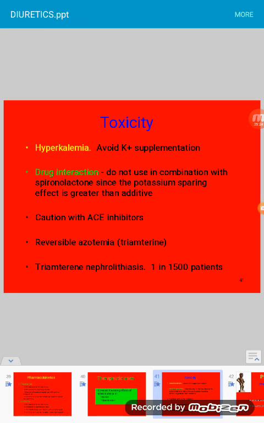Regarding drug interactions, as you know, this drug should not be used along with ACE inhibitors. And triamterene very rarely can produce nephrolithiasis and azotemia. These are all very rare, but you should not use potassium sparing diuretics along with ACE inhibitors, because it will worsen the situation.